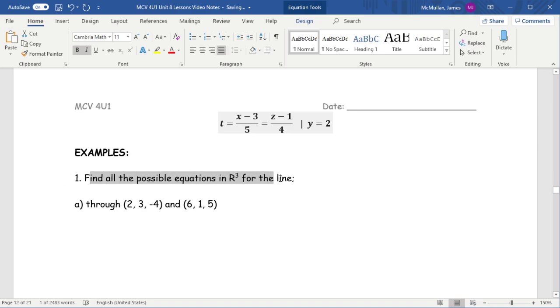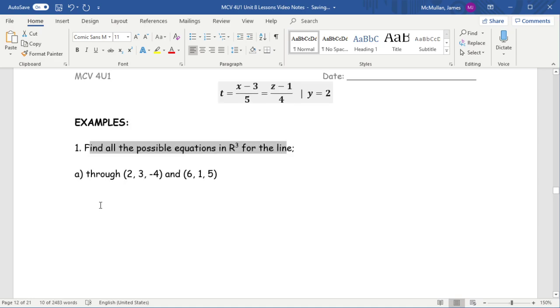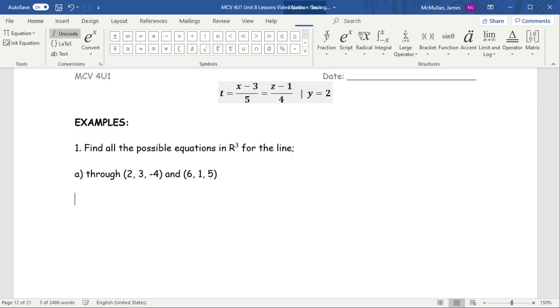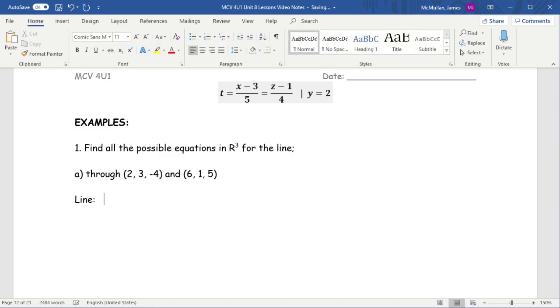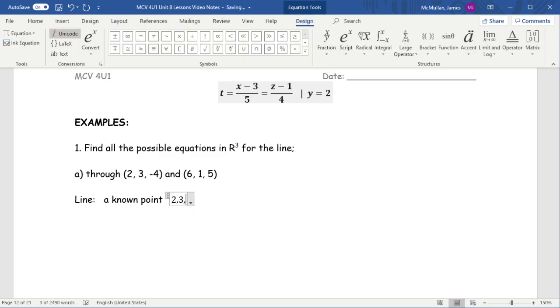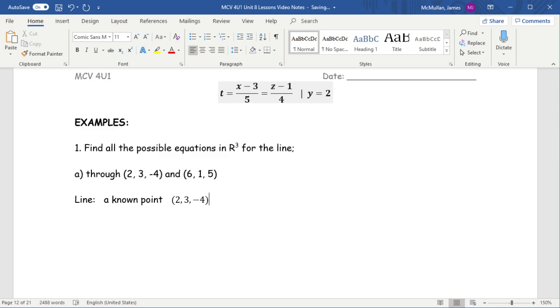Okay, find all possible equations for this line. It passes through these points. So remember, a line requires two things. It requires a known point. So for the purposes of our example, let's use 2, 3, -4. It would make no difference if you used 6, 1, 5.